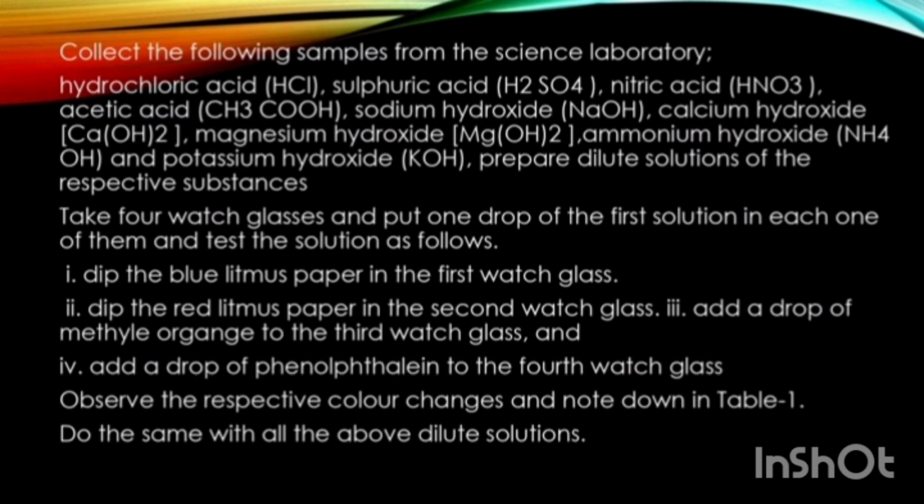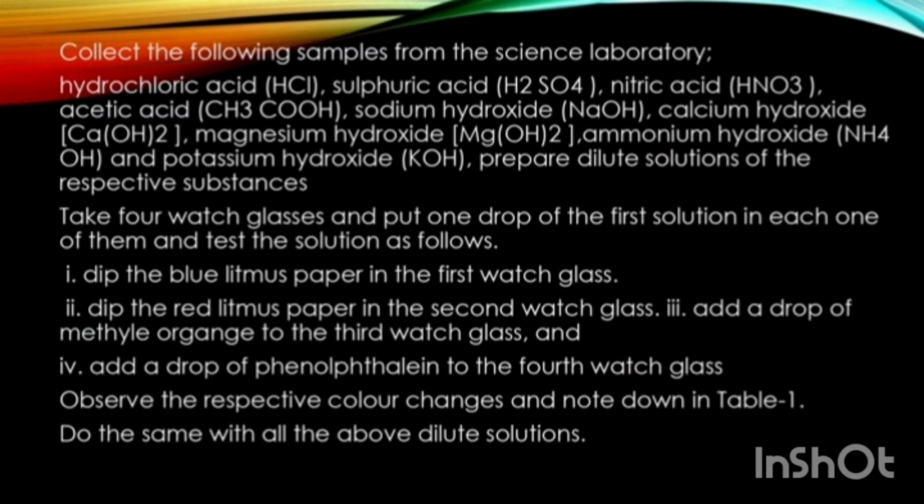Dip the blue litmus paper in the first watch glass, dip the red litmus paper in the second watch glass, add a drop of methyl orange to the third watch glass and add a drop of phenolphthalein to the fourth watch glass. These are nothing but the indicators to test acids and bases. Now observe the respective color changes and note them down in Table 1. Do the same with all the above dilute solutions.